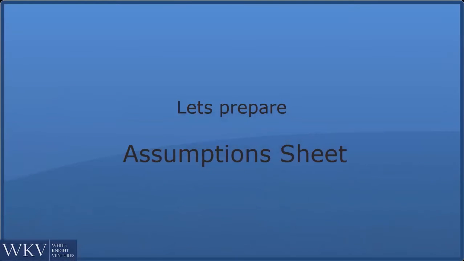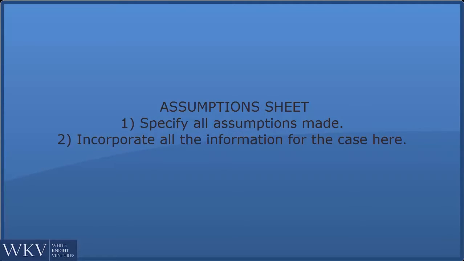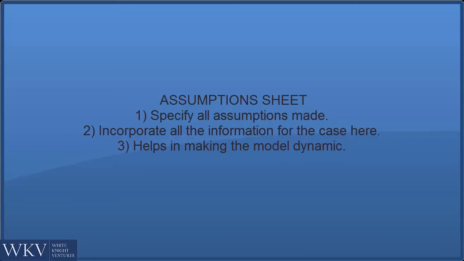The first step is to prepare an assumption sheet in Excel wherein we will specify all the assumptions made by us for the model. The purpose of this exercise is to ensure that the MS Excel file has all the information incorporated and it does not require us to refer to the PDF again and again. This sheet will also help us in making the model dynamic. That is, if we change the values here, the model will incorporate the subsequent changes automatically.